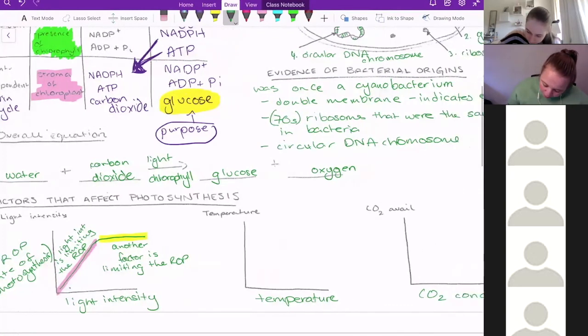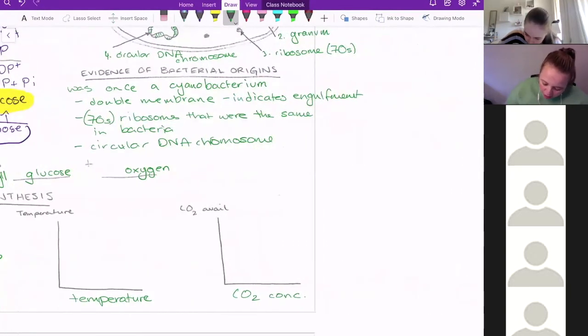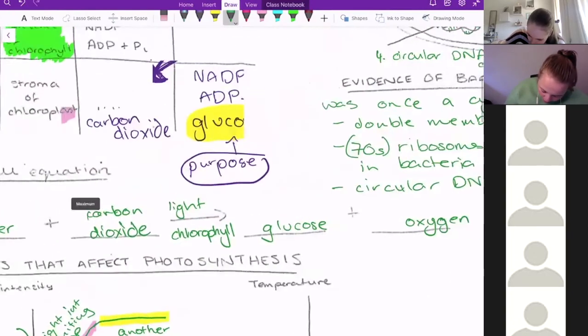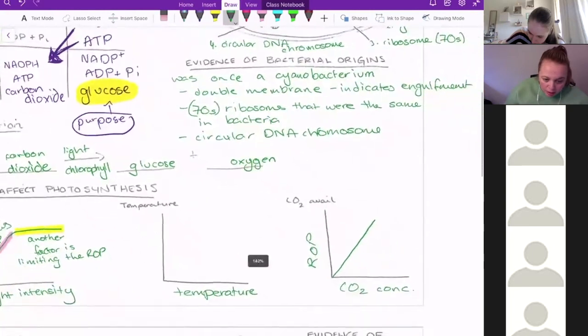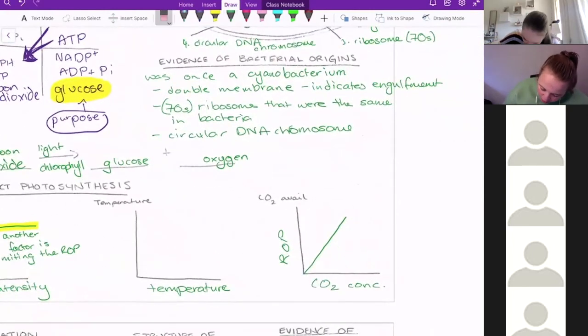All right. So I'm going to skip temperature, and I'm going to go to CO2 concentration. What happens with this graph is, again, rate of photosynthesis is on the y-axis. But this time, as CO2 concentration increases, because it's an input, see how it's an input here on the left, the rate of photosynthesis increases. So it's the same as that beginning bit. CO2 concentration is limiting the rate of photosynthesis. But it does the same thing.